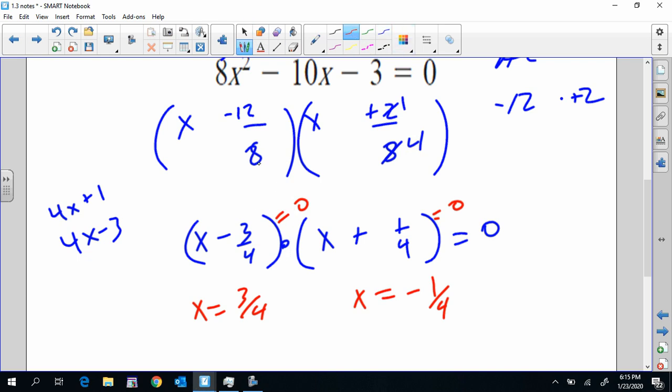How many times does 4 go into 8? It goes into 8 2 times. And here it goes 3 times. That should be a 2. That should be a 2. It should be 3 halves. That means it's 2x minus 3 and not 4x minus 3. My apologies.